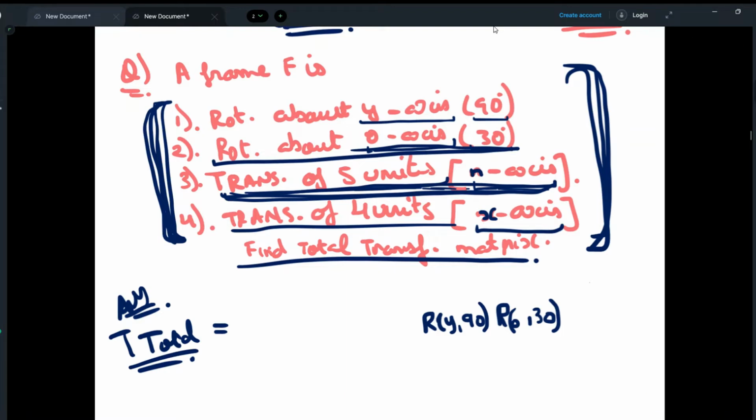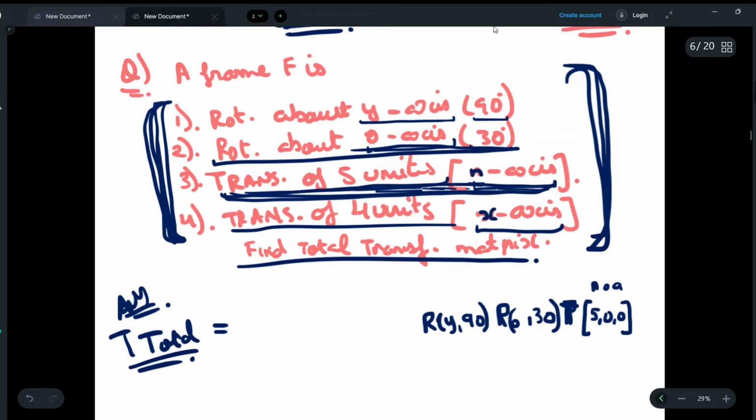Now in the third part, we are doing a translation about the n axis. Whenever we have n, o or a axis, we will follow the order given in the question. So we will simply put a translation of 5 units about the n axis. We know the order is n, o and a, so about the n axis we have translation 5 and the rest of it is 0.